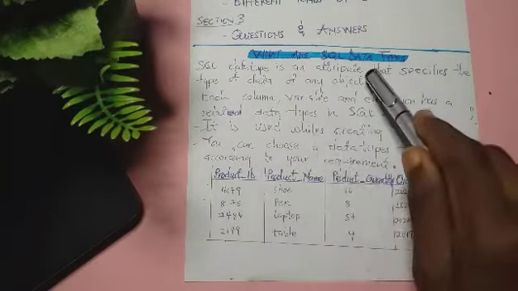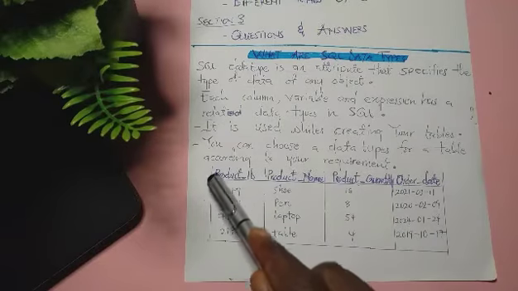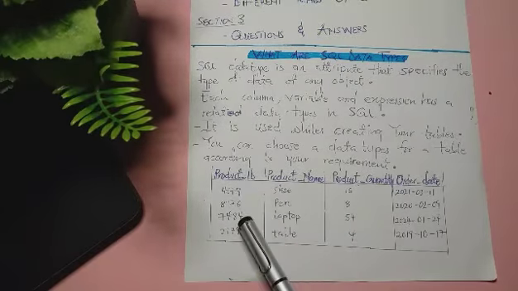So what the data type does is that it helps you to organize. Let's say the product ID column only accepts integers, and the product name only accepts characters. So it is used whilst creating your data tables, and you can choose a data type for a table according to your requirements.